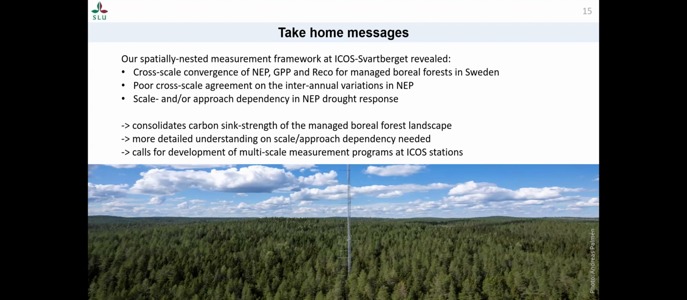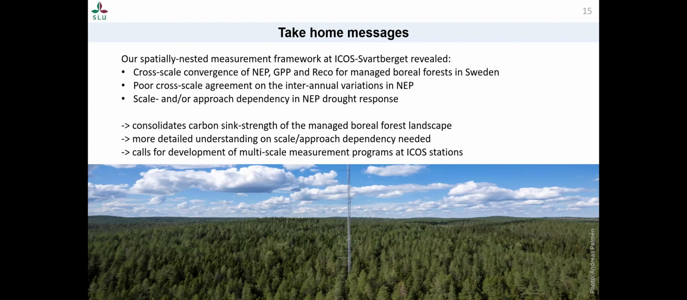But they also highlight the need to further understand why different methods or different scales give us different information in the response to drought, for example, or environmental conditions. And finally, I would like to end with a suggestion that such multi-scale measurement programs can also be implemented at other ICOS stations where we already have the infrastructure in place to add on additional measurements to understand the carbon flows and uptake and emission rates at different temporal and spatial scales.